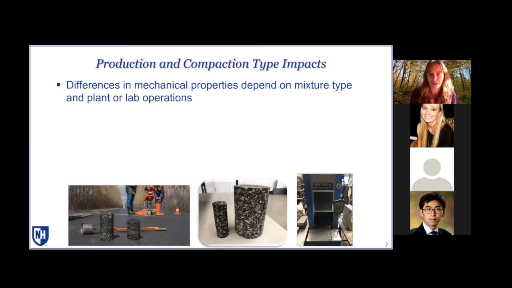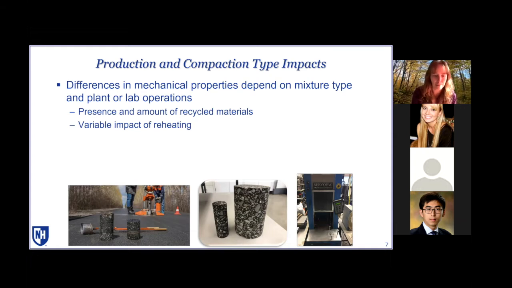In terms of production and compaction type, any differences in mechanical properties really depend on the mixture type and the lab or plant operations. So various types of mixtures will have differences. The characteristics that really impact this are the amount of recycled materials in the mix, and any variable impact from reheating the material, so the process used in terms of temperature and time to reheat the material to allow compaction for fabrication of specimens.